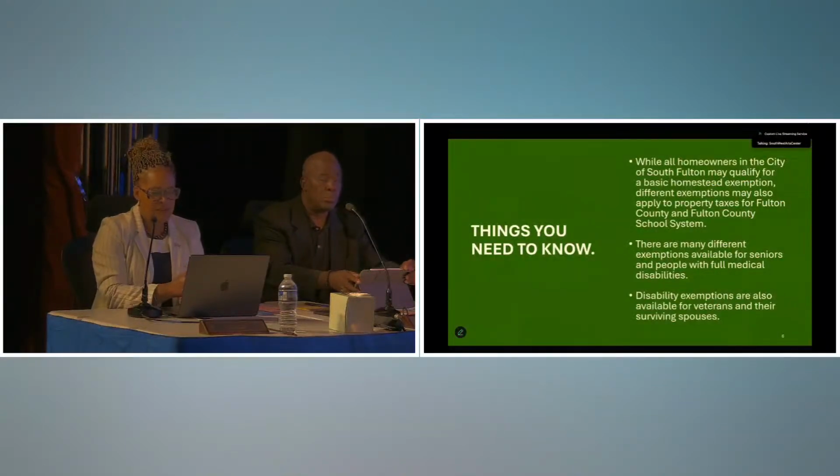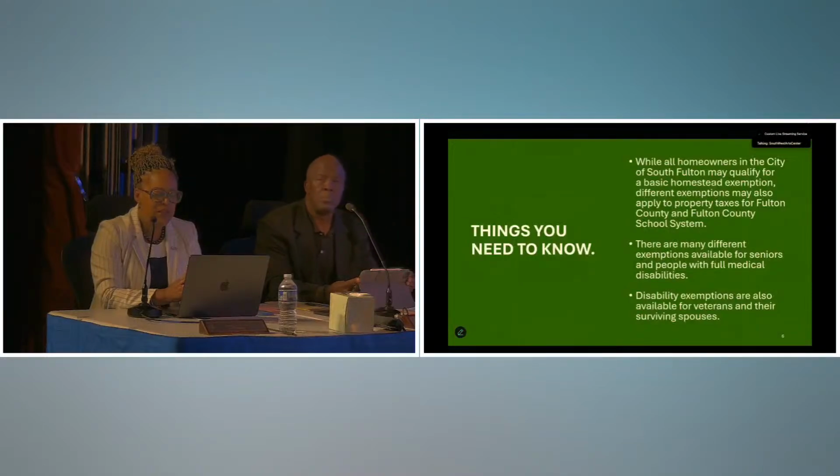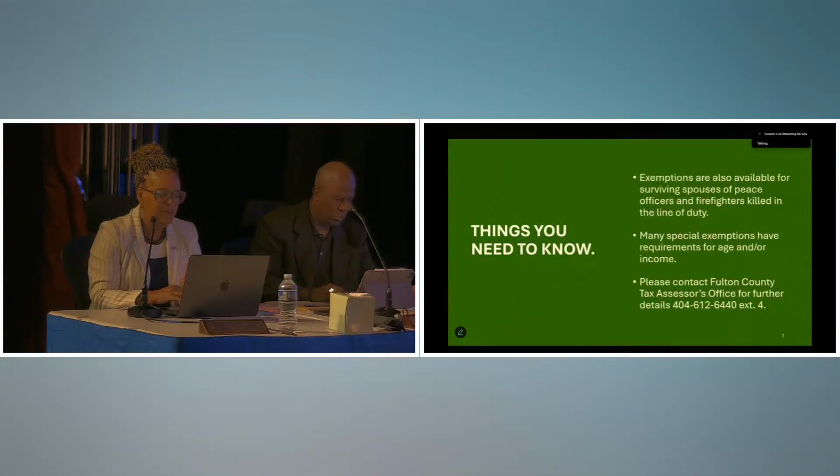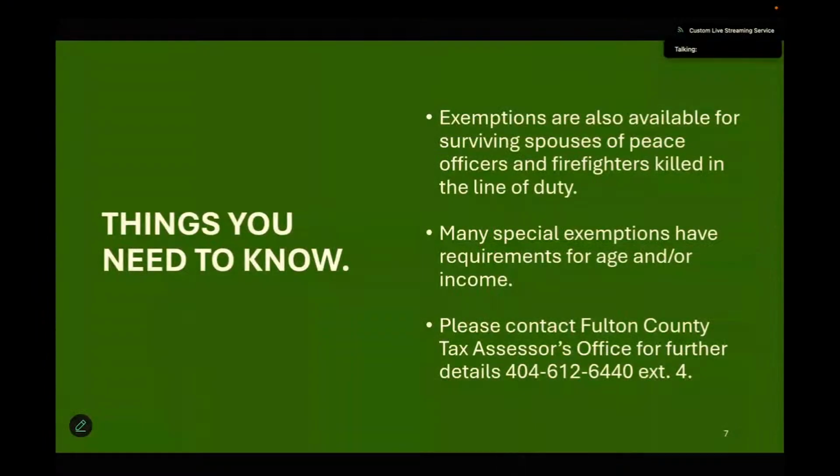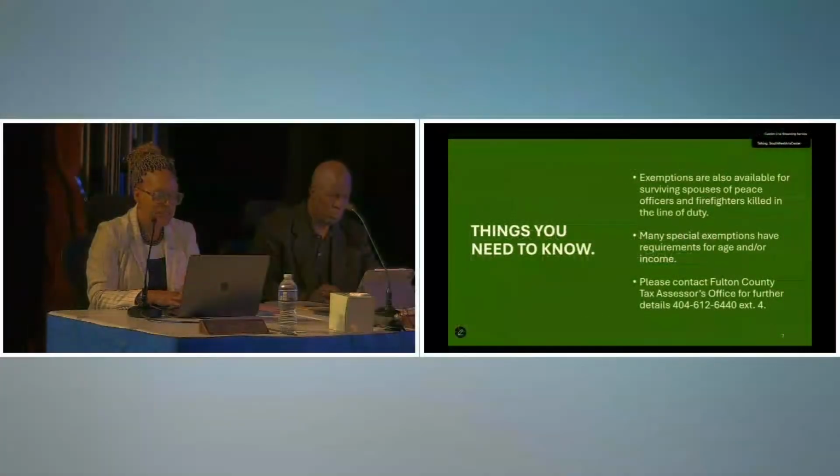In the city of South Fulton, all homeowners in their owner-occupied homes qualify for the basic homestead exemption, but there are many other exemptions that are available to citizens, especially in the city of South Fulton. Additional exemptions for seniors, for individuals with disabilities, veterans, surviving spouses of veterans, and first responders. Next slide, please. If anyone wants more information regarding the exemptions that they may be entitled to, that will be provided by the Fulton County Tax Assessor's Office, and the number is displayed on the screen. This presentation is also available on the city's website under the FY25 budget tab on our homepage.